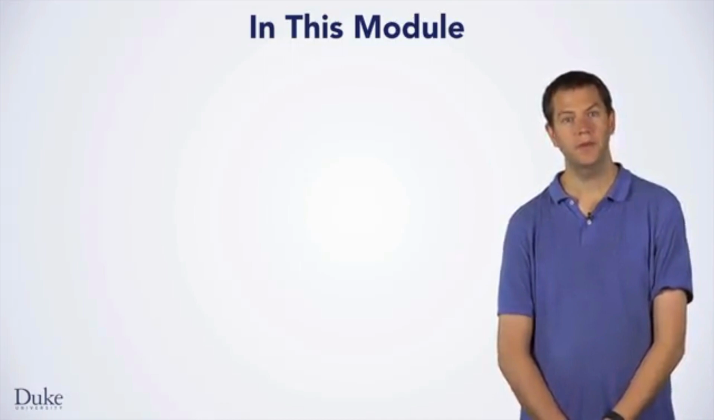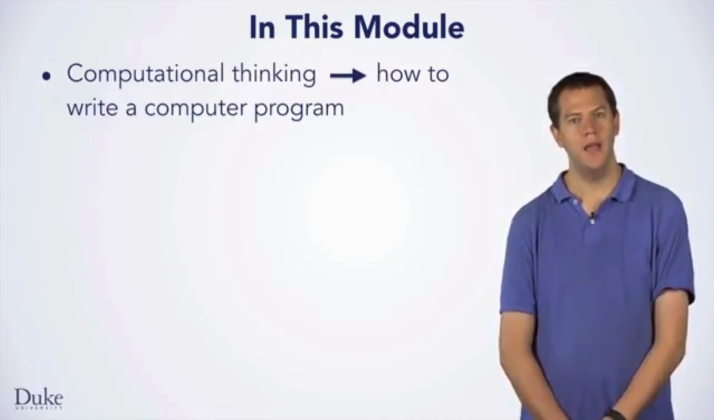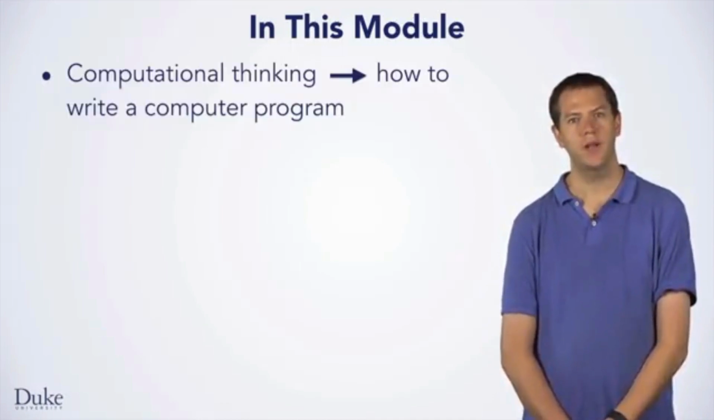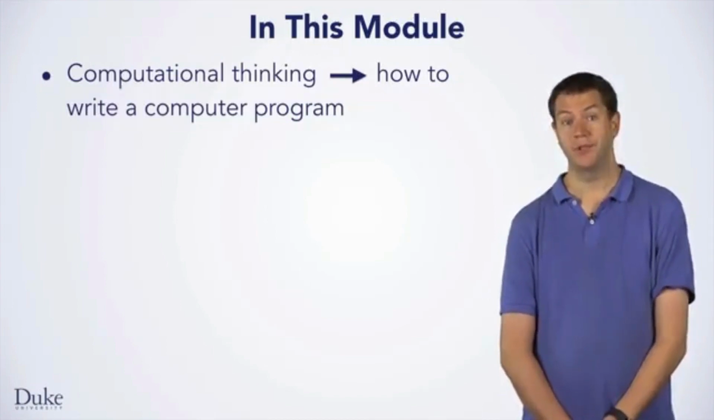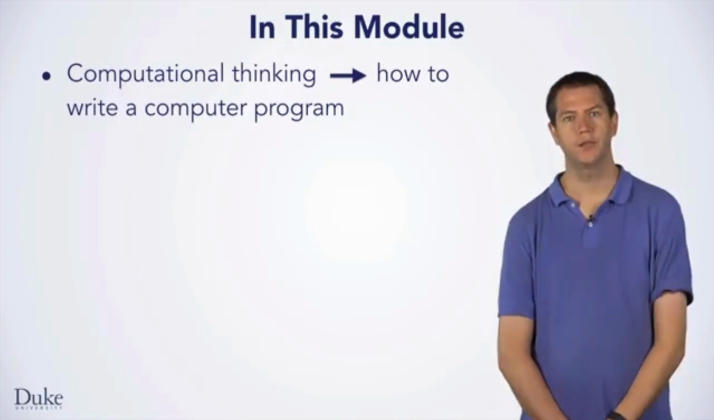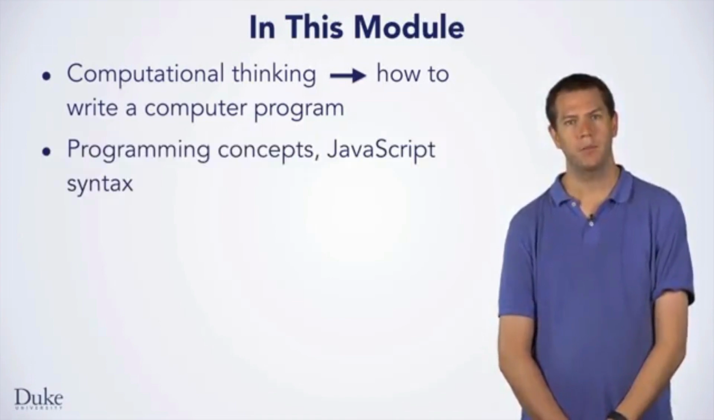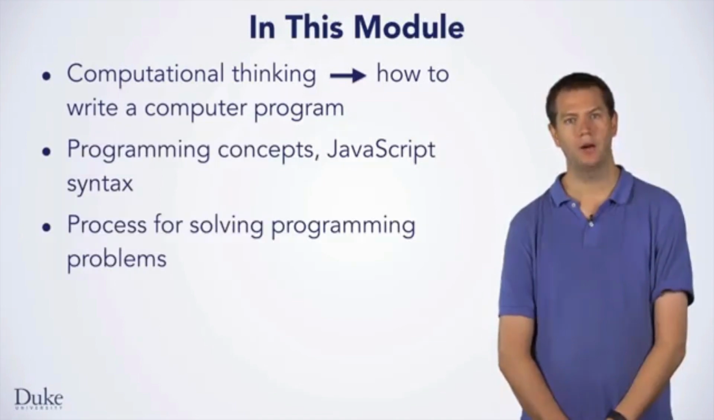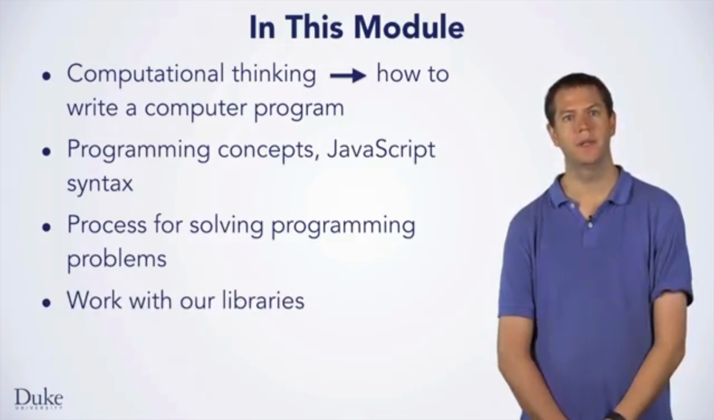So far, you've been looking at making web pages. Now, we're going to switch gears for a while and start learning about computational thinking, the type of thinking that enables you to write computer programs. You'll be programming in JavaScript so that eventually you can use your programs to enhance your web pages. In this module, you'll learn some basic programming concepts and JavaScript syntax, a process for designing algorithms or solutions to programming problems, and how to work with some image processing libraries we've developed for this course.